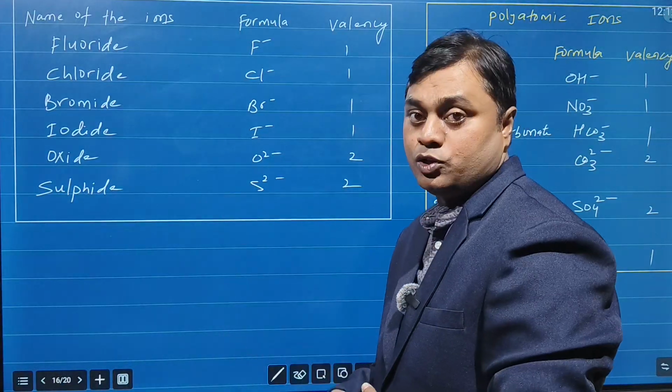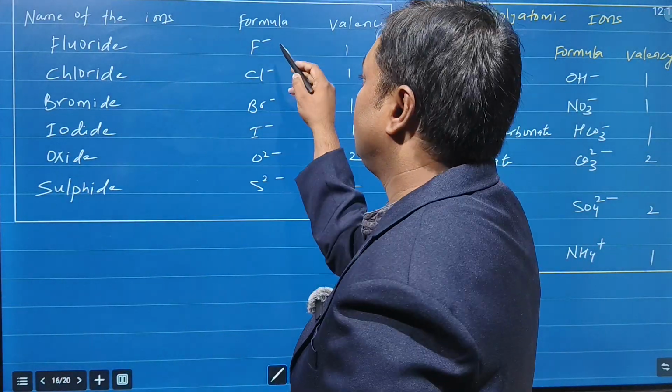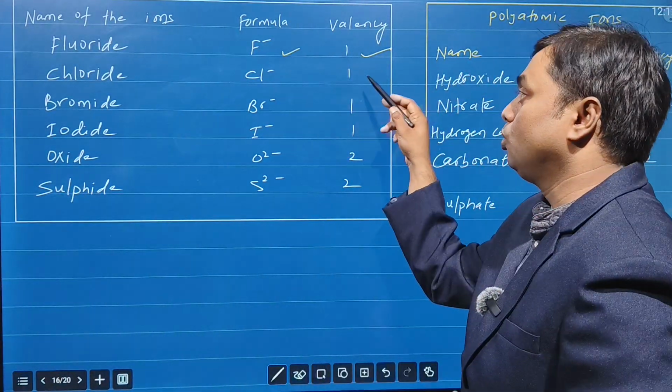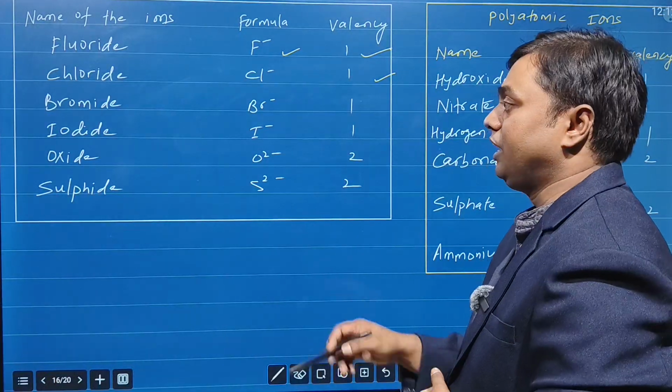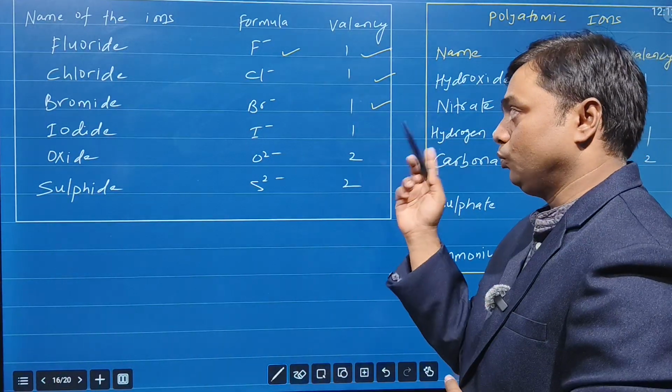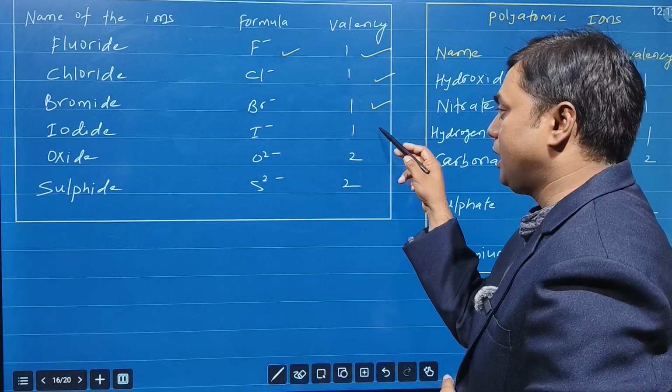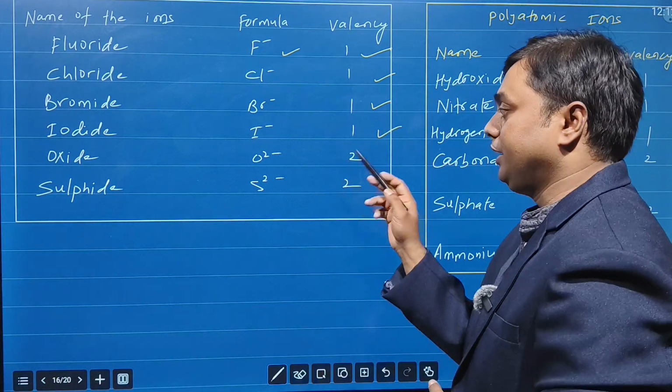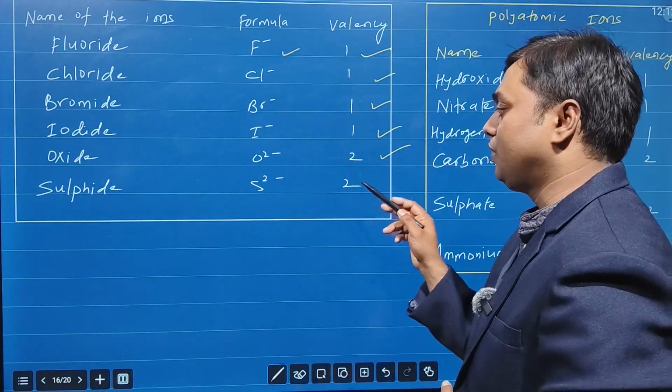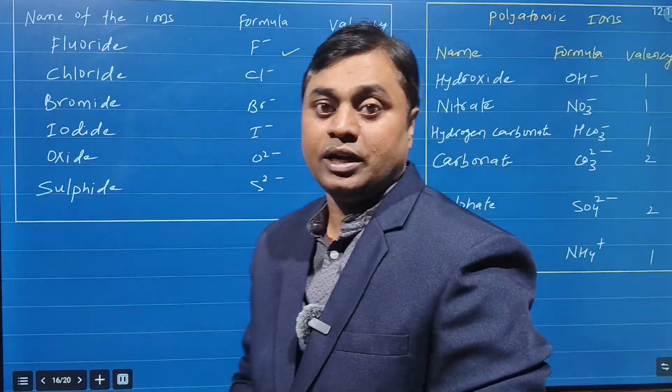Now coming to the anions: fluoride, F minus, 1 is the valency. Chloride, Cl minus, 1 is the valency. Bromide, Br minus, 1 is the valency. Iodide, I minus, 1 is the valency. Oxide, O2 minus, 2 is the valency. Sulfide, S2 minus, 2 is the valency.